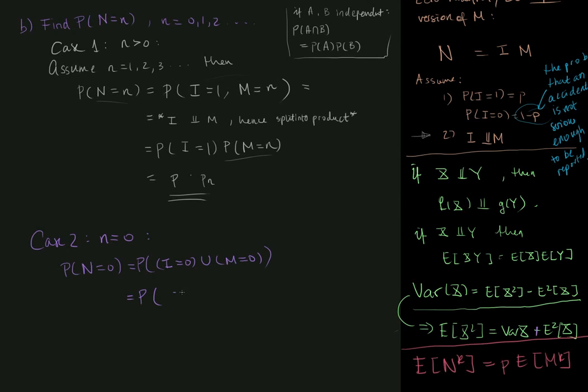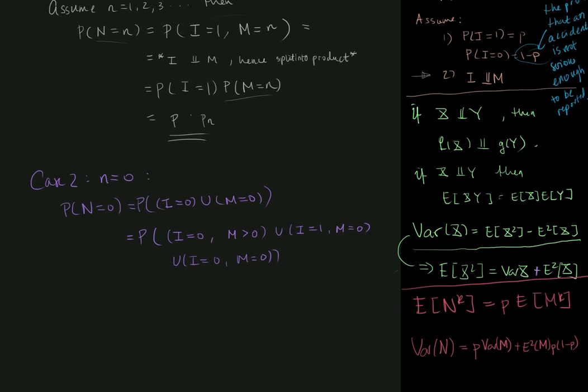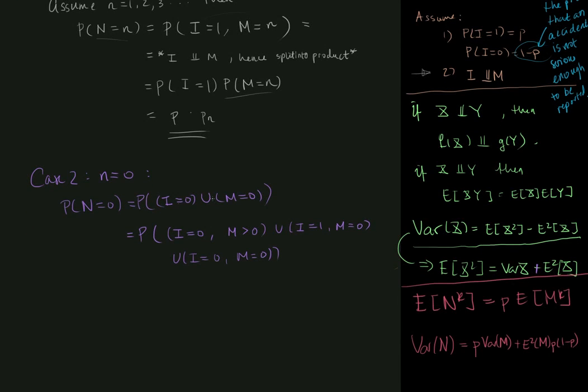So the first case is I is equal to 0 and m is greater than 0. So that's the first case. The other case is that I is equal to 1 and m is equal to 0. And the third case is that I is equal to 0 and m is equal to 0. I mean, you can do this exercise a lot of different ways, but this is really a very basic way of doing it. Because now what I've done is I've split this up into 3 disjoint cases.